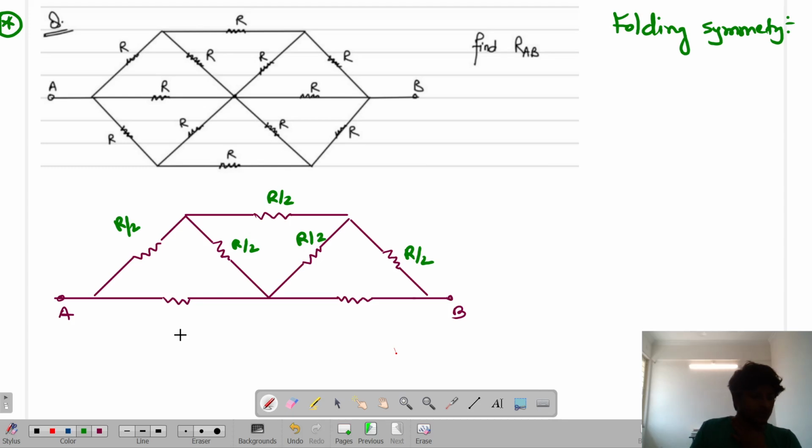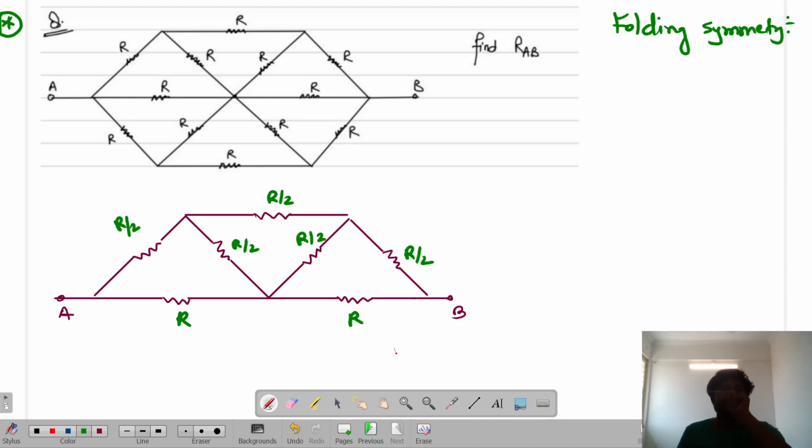Now you tell me about these two. These two are going to be the same, because they are lying on the line. So in folding symmetry, we have to remember that if they lie on the line, then I should not consider them on the same circuit. Are you able to get me or not? Is that clear?